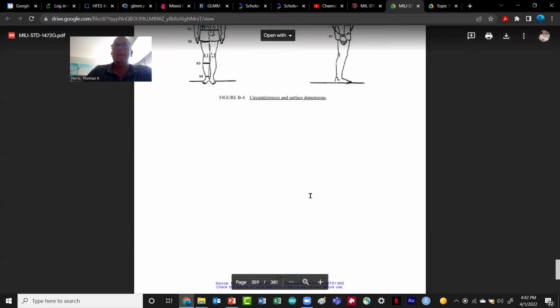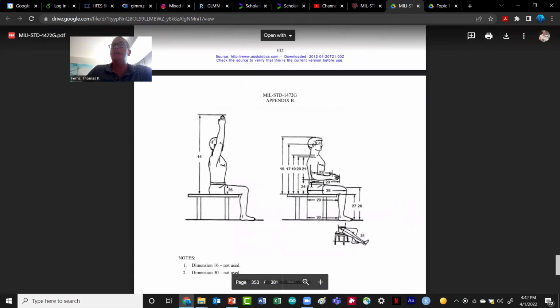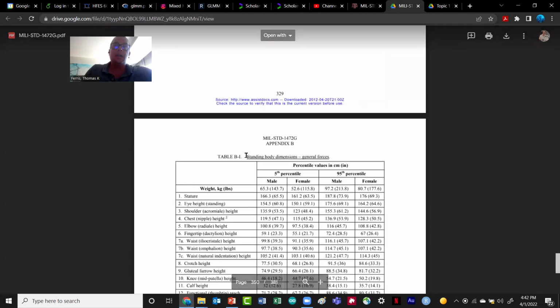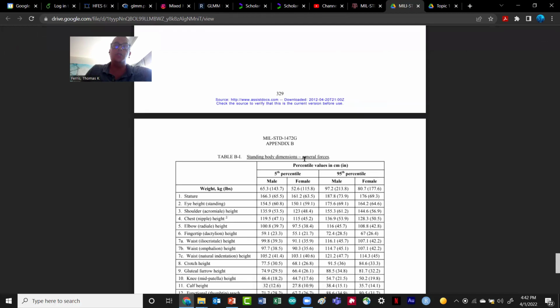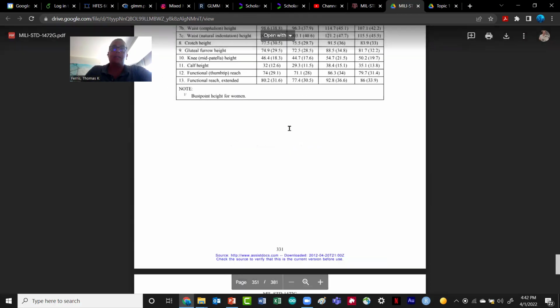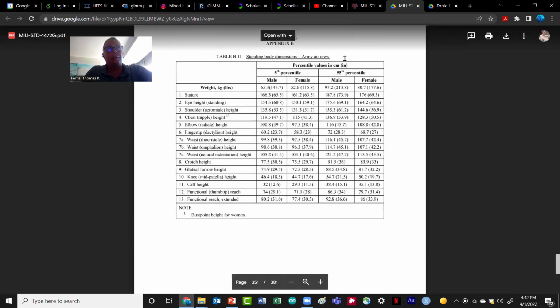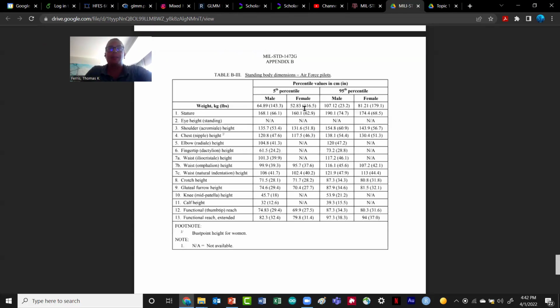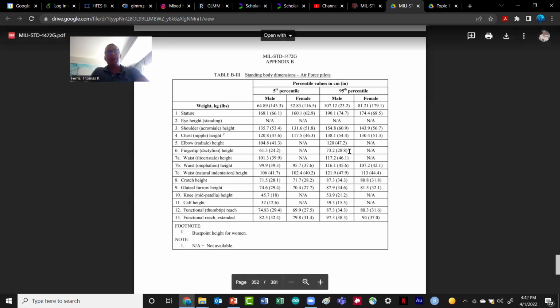Okay, so now that you've seen this, you know where to find it, you know how extensive it is. I just want to point out two more things. Standing body dimensions, general forces. In general, look really closely at your homework. I'm probably going to ask you to do your calculations with the general forces data. So make sure you're on the right page and not accidentally on Army air crew or Air Force pilots. For example, we do have slight differences here.